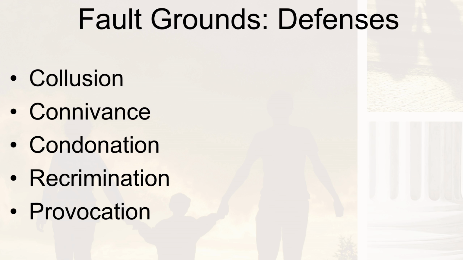Condonation is an express or implied forgiveness by the innocent spouse of the marital fault committed by the other spouse. So, for example, one spouse knows that their wife cheated on them, but continues to live with them, even though they're fully aware that they had cheated. That would be kind of a ratification or condonation of that act.